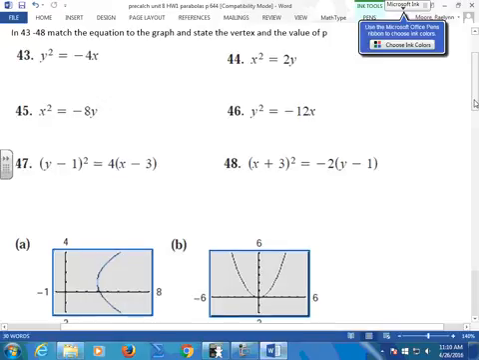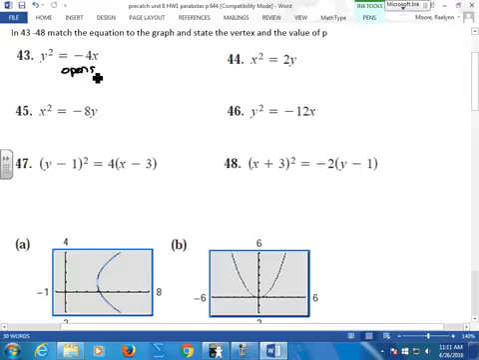Which way should this one open? No, raise to the right. Nope. What's P going to have? A negative sign. So where's it going to open? Left. Where's this one going to open? Right. It's an x squared, so x squared can only open up and down, and P is negative. Down.